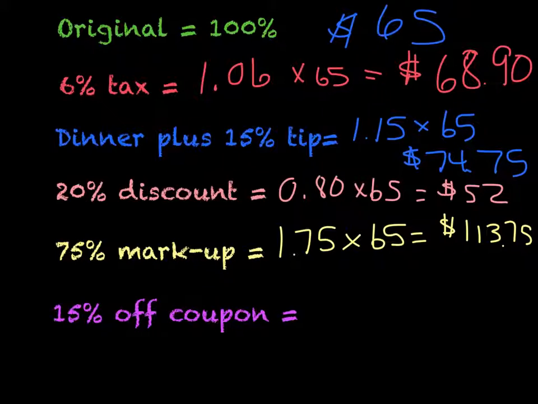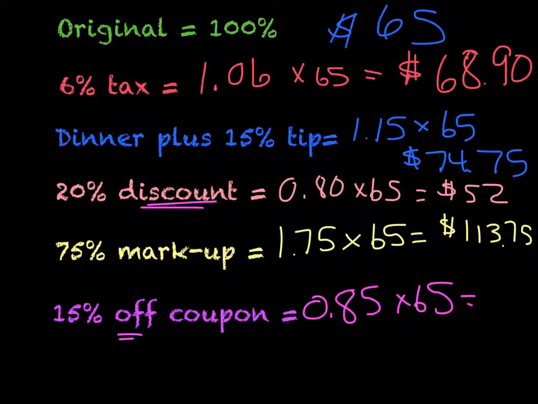And last, if I had a 15% off coupon, again, it's 15% off, like up here where we had a discount, so I'm subtracting 15%. So I'm going to do 0.85 times 65, and that will be $55.25. Okay? So again, I hope you don't get too confused.